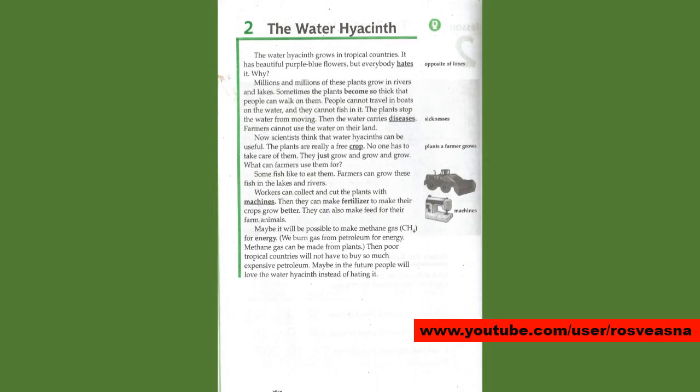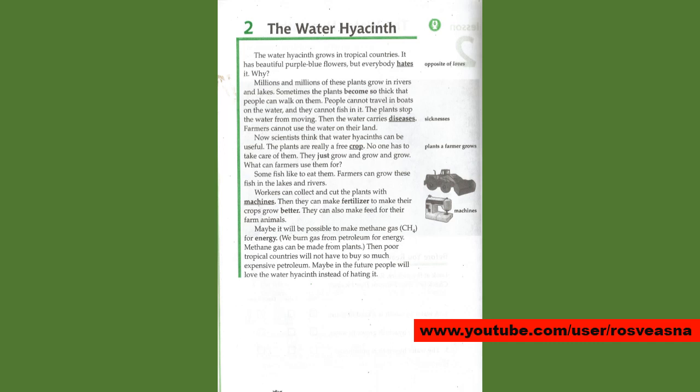Unit 3, Lesson 2, The Water Hyacinth. The water hyacinth grows in tropical countries. It has beautiful purple-blue flowers, but everybody hates it. Why? Millions and millions of these plants grow in rivers and lakes.